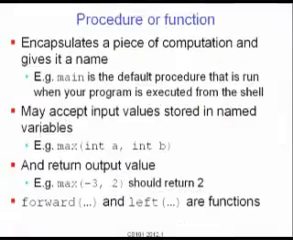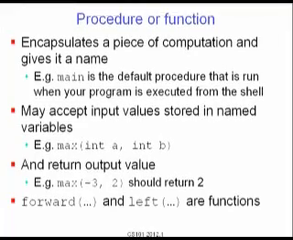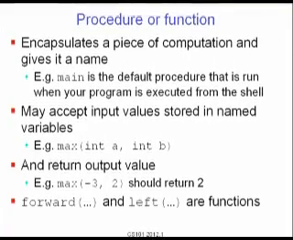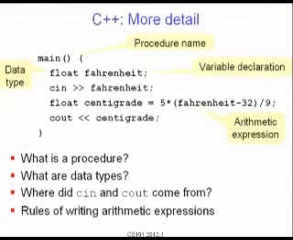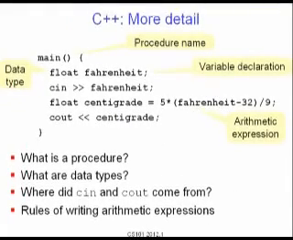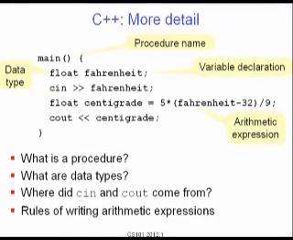Okay, fine. Now let's go back and clean up a couple of things from the slides. So what's a procedure or function? A procedure or a function encapsulates a piece of computation and gives it a name. So this entire act of reading a Fahrenheit temperature, converting it into centigrade and printing it out is called main. The symbolic name main is reserved for this piece of action.